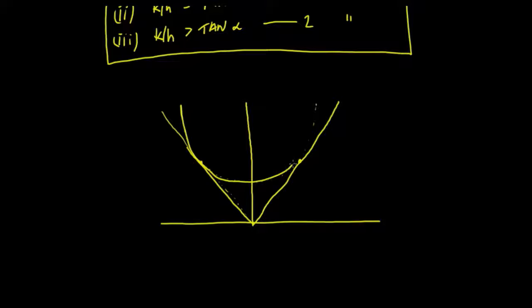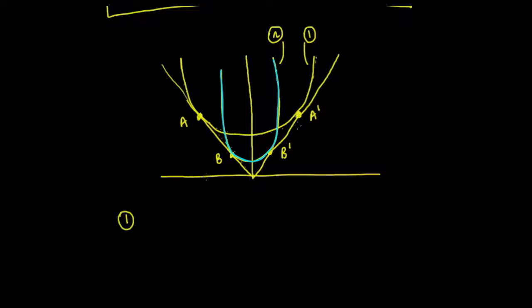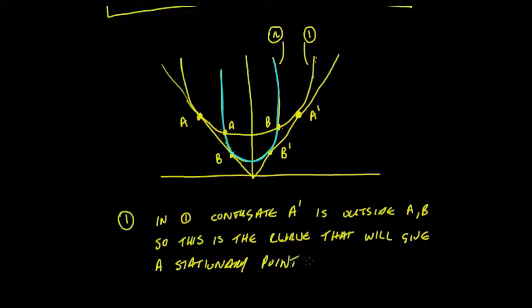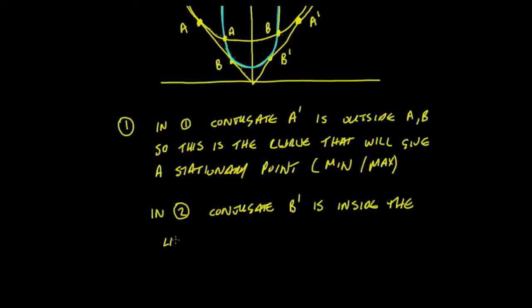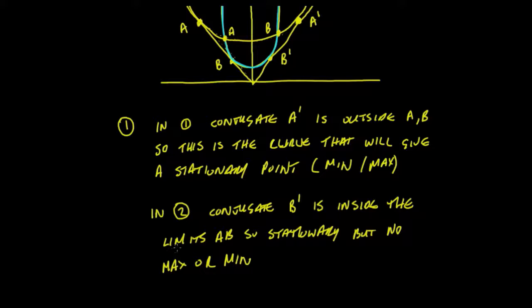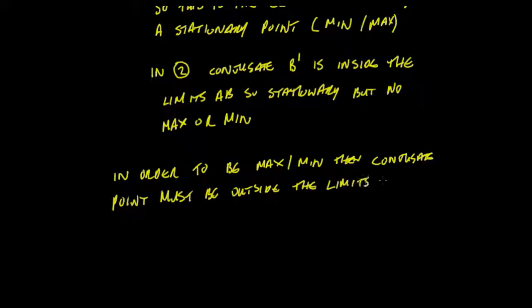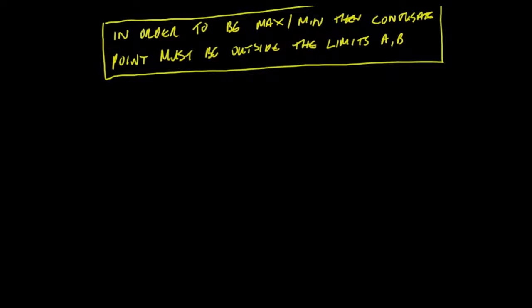So we've already seen in the graphical calculator that there are two solutions to this problem for case number 3, and you'll notice that the two solutions will give us two sets of conjugate points, A dash and B dash. Now in solution number 1, we note that the conjugate point A dash lies outwith the limit AB, so this is going to give us a stationary point, and it's going to have a minimum or a maximum value. But in option number 2, you'll note that the conjugate point B dash lies within the AB limit, so this is going to give us a stationary point, but there will be no minimum or maximum. So we've alluded to that already within the graphical calculator.